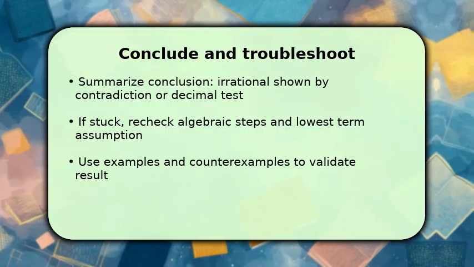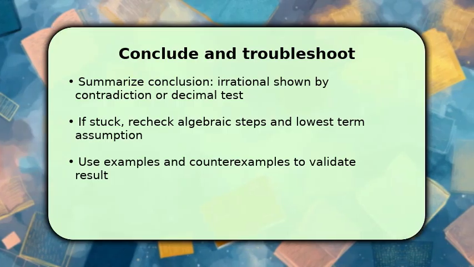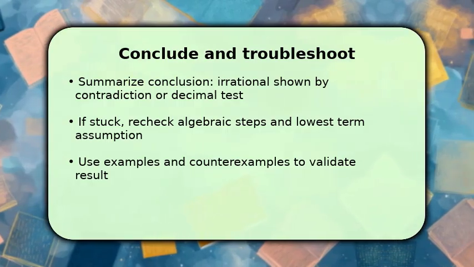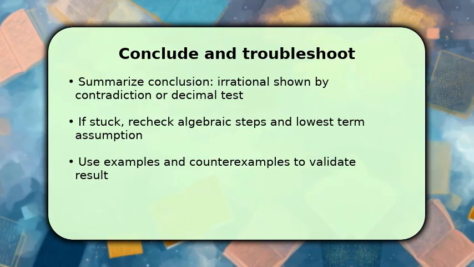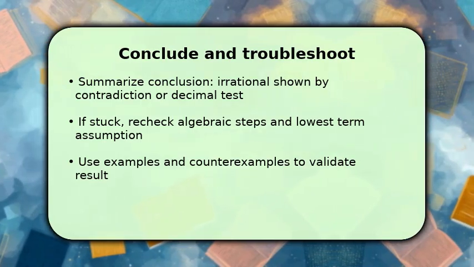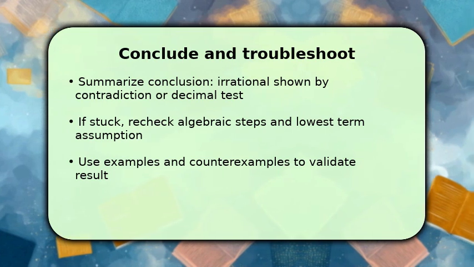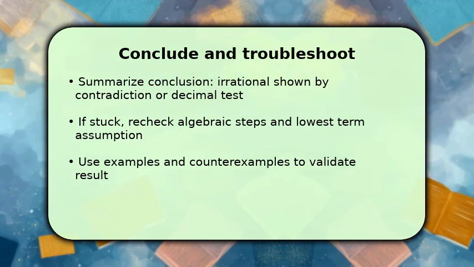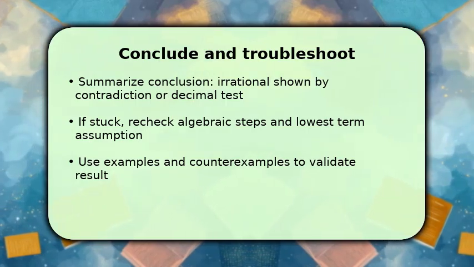Once done, restate the key inferential step so your reasoning is transparent. If calculations go wrong, check common errors: reducing fractions incorrectly, misapplying parity, or overlooking perfect squares. As a troubleshooting tip, re-evaluate the lowest terms assumption and redo the algebra slowly. Often a small simplification mistake causes apparent contradictions where none exist.